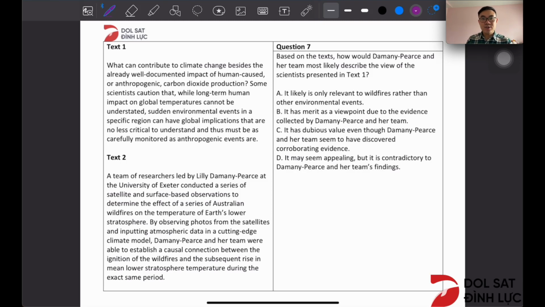Hi again, it's very nice to see you again in this video walkthrough of another SAT reading and writing question. And today we are going to try out another reading question related to the cross-text connection question type.